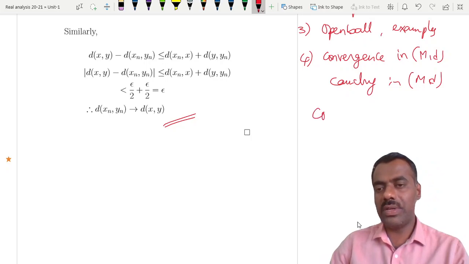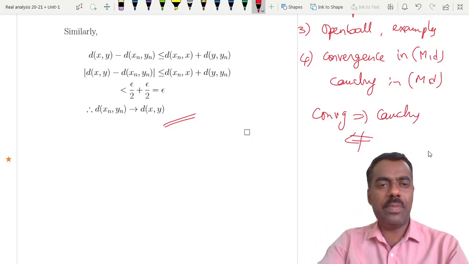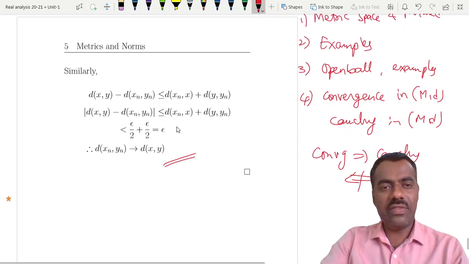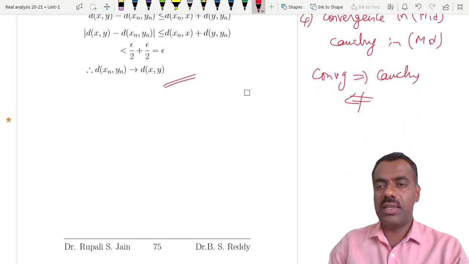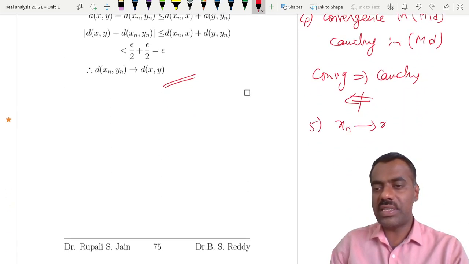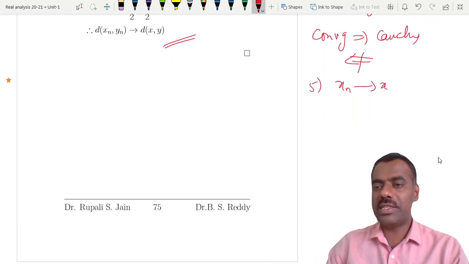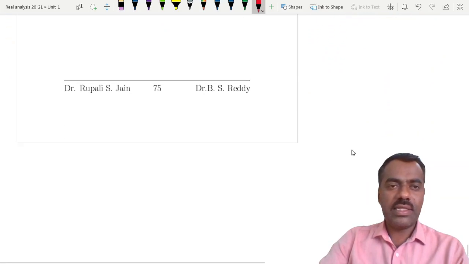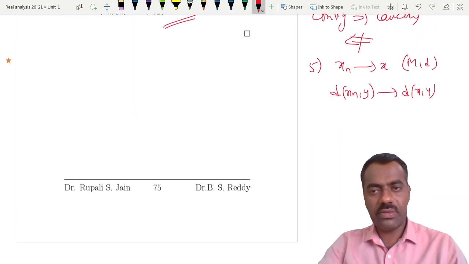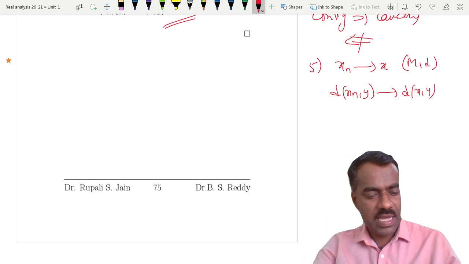So what we have proved is that convergence implies Cauchy, but Cauchy does not imply convergence in a metric space. And the last result which we have shown is that whenever a sequence converges in a metric space, then the distance with a fixed point also converges, right? So these are the things, and next class we'll see some more properties of metric spaces.